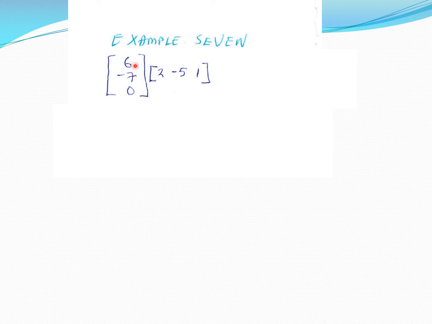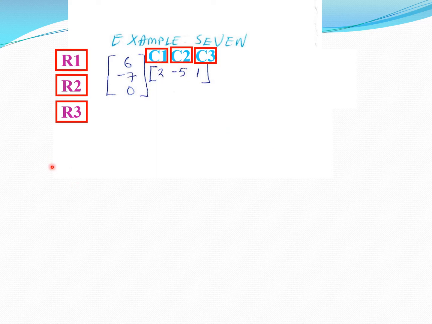We do row 1 by column 1. There's only a single number in each this time. So it'll be 6 by 2. Then you do row 1 by column 2. That'll give us minus 10. And we do row 1 by column 3. And that gives us 6. So slightly different setup this time. So let's just highlight the rows. We've got row 1, row 2, row 3. And each of the rows has only got one number this time. We've got column 1, column 2, column 3. And again, each column has only got one number.